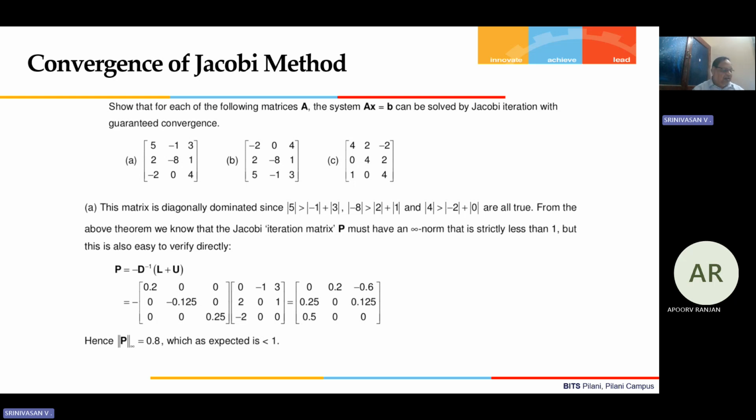So for both Gauss-Seidel and Gauss-Jacobi methods, the test of convergence is that the norm of the particular matrix is less than 1. For Gauss-Seidel it is suffix 2, for Gauss-Jacobi it is suffix infinity, where C for Gauss-Seidel is minus of I plus L inverse into U, and P for Gauss-Jacobi is minus D inverse into L plus U.